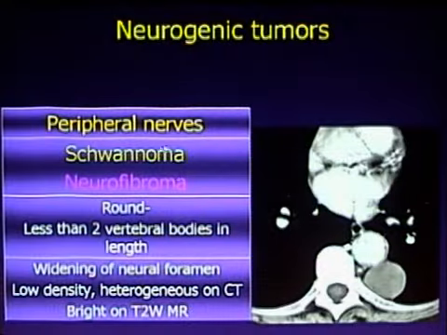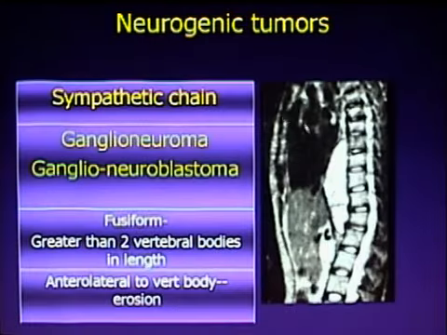The peripheral nerve tumors would be the schwannomas and the neurofibromas. These are generally round. They're less than 2 vertebral bodies in length, such as we're seeing here. And you may see widening of the neural foramen, low density or heterogeneous on CT. The sympathetic chain tumors, the ganglioneuromas, are fusiform, cover more than 2 vertebral bodies in length, and they're anterior to the vertebral bodies.